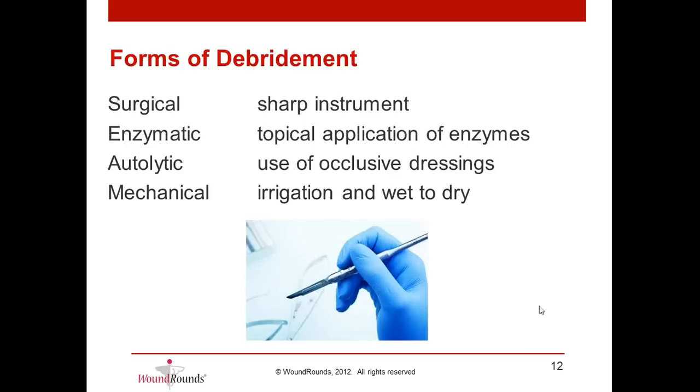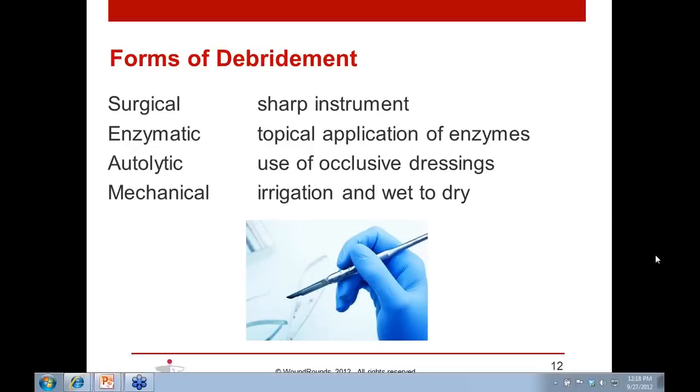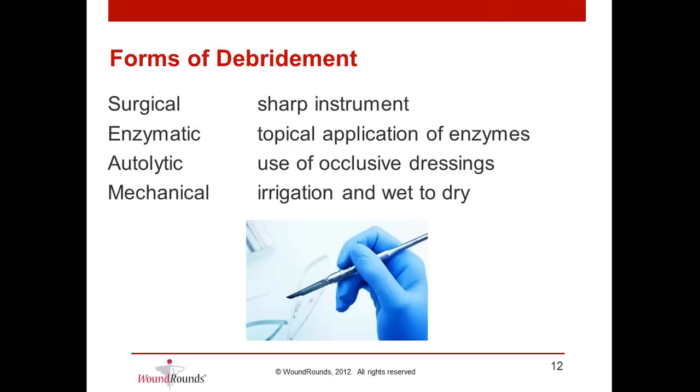Enzymatic or chemical debridement is the topical application of enzymes. An example I'm sure most of us are familiar with is Santyl. You always want to use caution there with enzymatic debridement and contact sensitivities. Autolytic debridement is the use of occlusive dressings. During autolytic debridement, the body is using its own enzymes to break down that necrotic tissue. Some examples of occlusive dressings are your hydrogels, alginates, hydrocolloids, foams, and thin films.